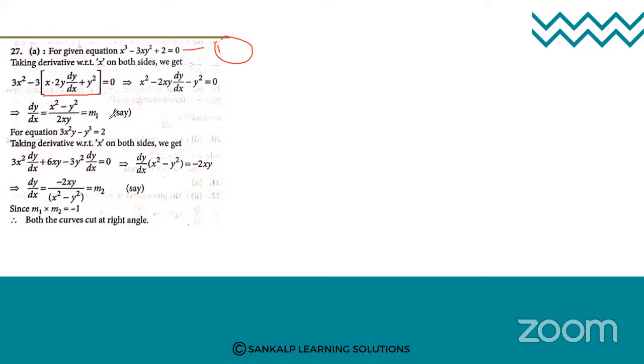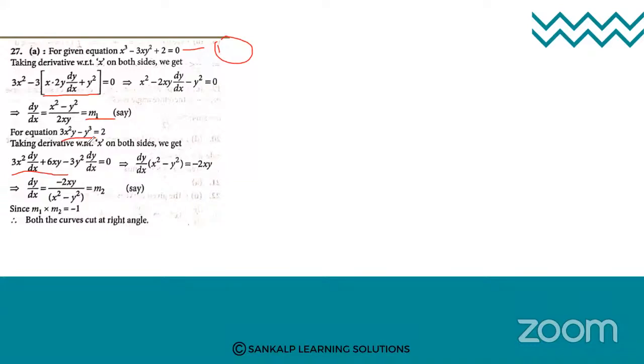So this is the slope of the first line. We are considering it as m1. Similarly, consider the second line now. The second line is 3x square y minus y cube is equal to 2. Again we need to differentiate, apply the product rule in the first term, and y cube derivative will be 3y square dy by dx is equal to 0.